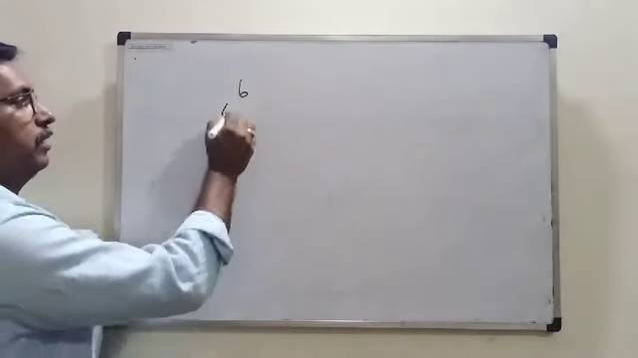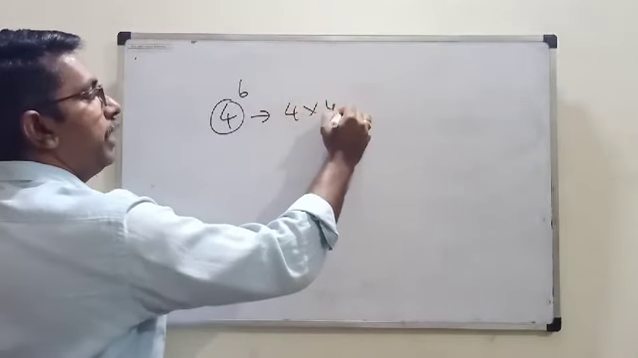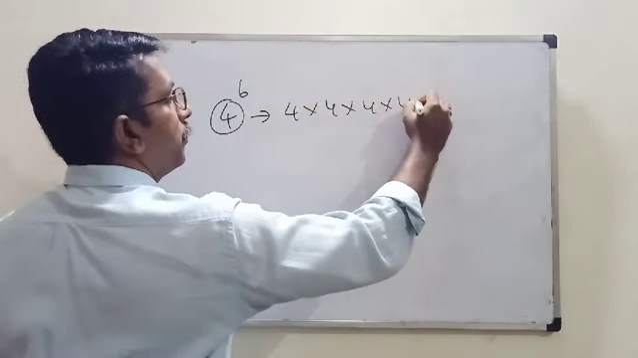Four to the power 6. 4 is a whole number. 4 to the power 6 means 4 we multiply how many times? 4 into 4 into.